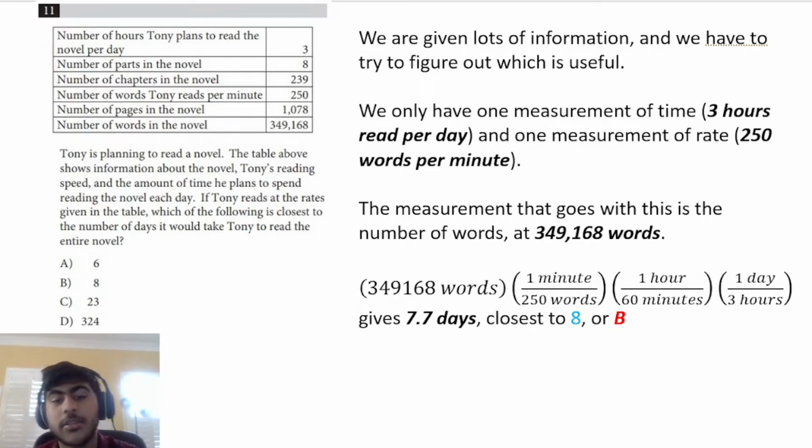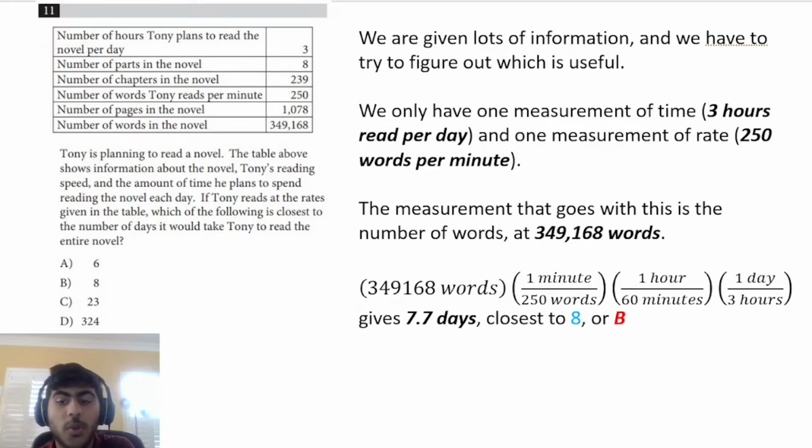So we can say 349,168 words, and then we can use this strategy called factor label, which is basically where you multiply something by a bunch of ones, right? Where the one, like say this factor, the second factor, 1 minute over 250 words, that is equal to 1. Because 1 minute is equal to 250 words per minute. So this is technically just multiplying it by a 1, but it helps cancel out the units.